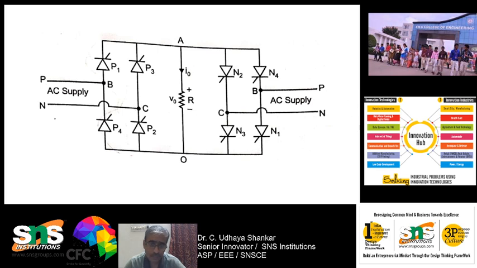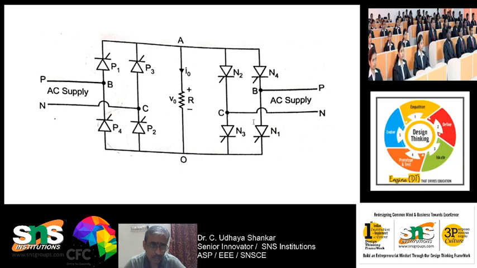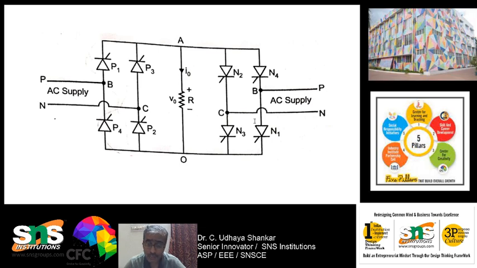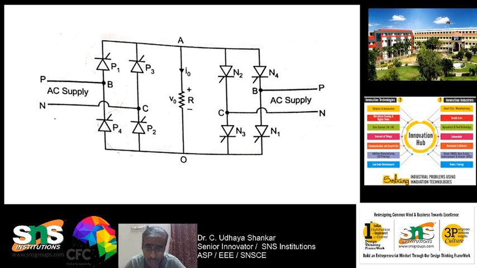Let us discuss how it operates. It consists of two full converter bridges. It is not a half converter, it is a full converter bridge, and you can see that both are connected in opposite direction. P1, P2, P3, P4 are connected in the upward direction, whereas N1, N2, N3, N4 are connected in the downward direction. So this is what you want to observe: both are connected in opposite direction.